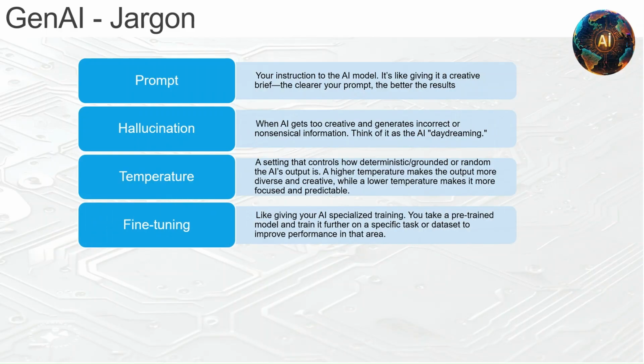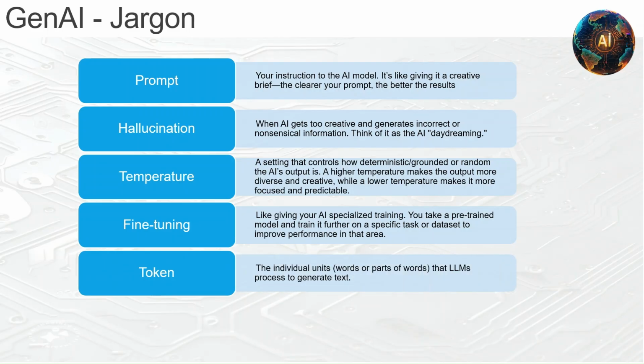Fine tuning. Now, fine tuning is like giving your AI specialized training. You take a pre-trained model and train it further on a specific task or data set. This will improve the performance of your model in a specific area.